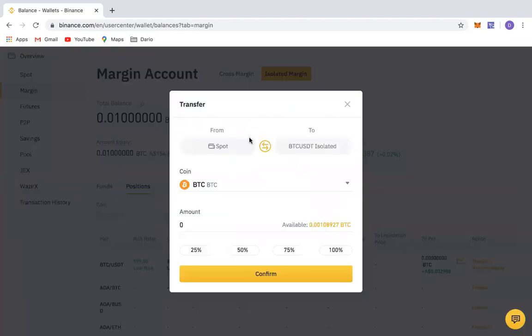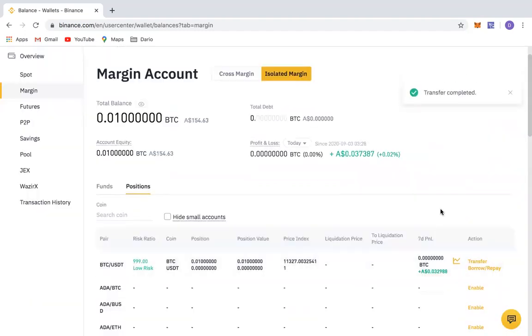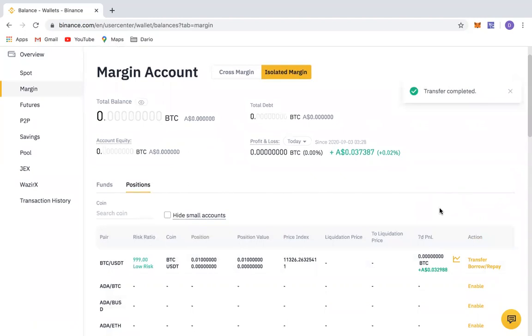I can click transfer. I can go from isolated wallet to spot and transfer back out. If I've borrowed, made a trade, I can't transfer out until I've repaid the debt, which you can see here under positions.